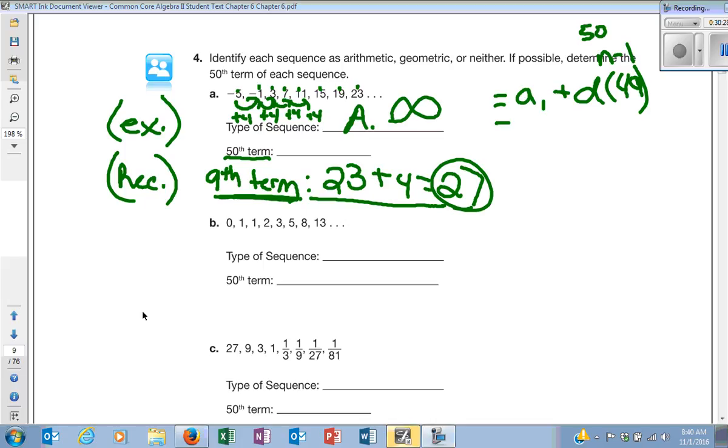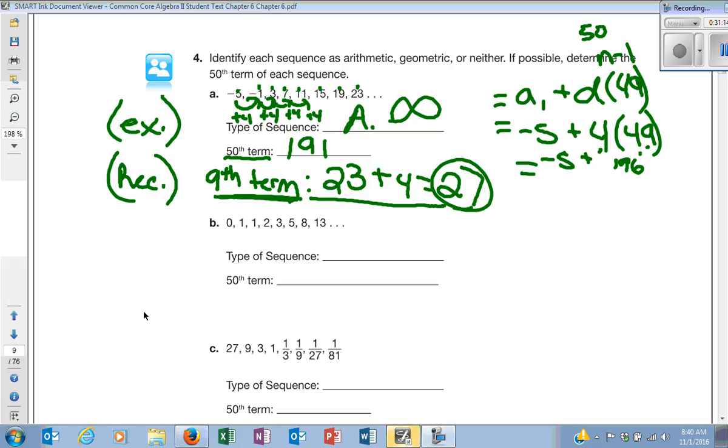What was A1? A1 is negative 5. Negative 5 plus the common difference, what am I adding each time? 4 times 49. And I would actually do this in my head. 4 times 50 is what? 200. But I didn't have 4 times 50, did I? So 4 times 50 is 200. Well, that means that 4 times 49 is going to be just 4 less than that, so 196. Does everybody see how I got this to be 196 using my mental math? And then I subtract 5, because when I add a negative 5, those two cancel out, and I get 191 for my 50th term.